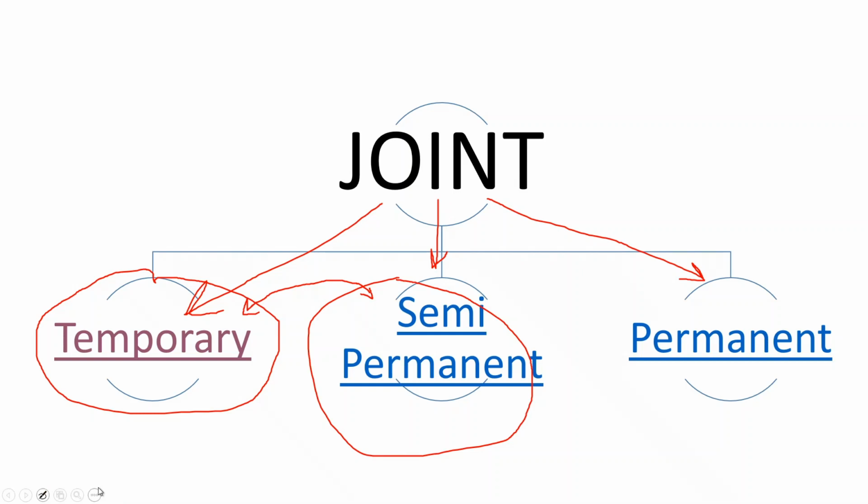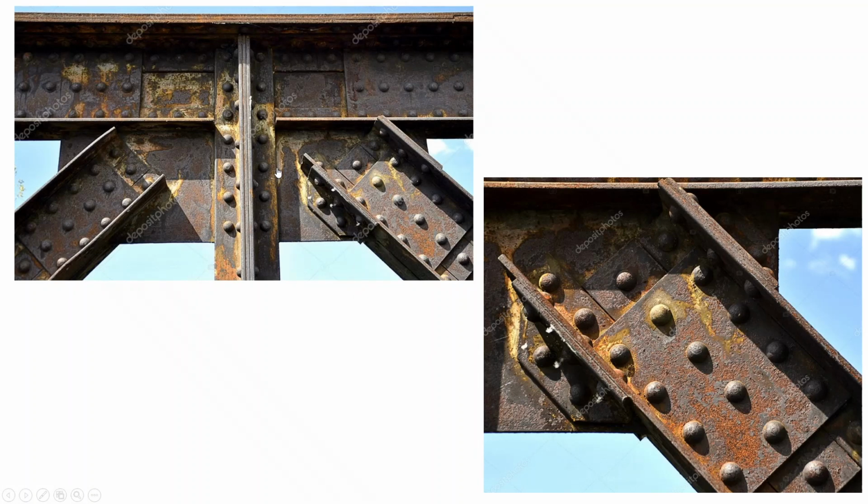Now an example of the semi-permanent joint is rivets. In this figure you can see a part of a bridge where different components of the bridge are assembled together with the help of rivets. These are your rivets. All these protruding members are your rivets. So this is an example of a semi-permanent joint where you have assembled two components. This is your first component and this is your second component, with the help of rivets.